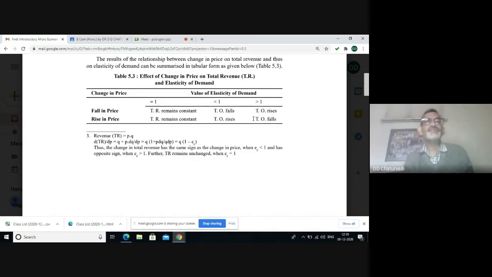It indicates that with fall in price, if total revenue remains constant, elasticity is equal to 1. If total revenue or outlay falls, elasticity of demand is less than 1. If total outlay or expenditure rises, elasticity of demand will be greater than 1. In case of rise in price, when total revenue remains constant, elasticity of demand is equal to 1. If total expenditure, outlay or revenue rises, elasticity of demand will be less than 1. And when total expenditure, outlay or revenue falls, elasticity of demand will be greater than 1.